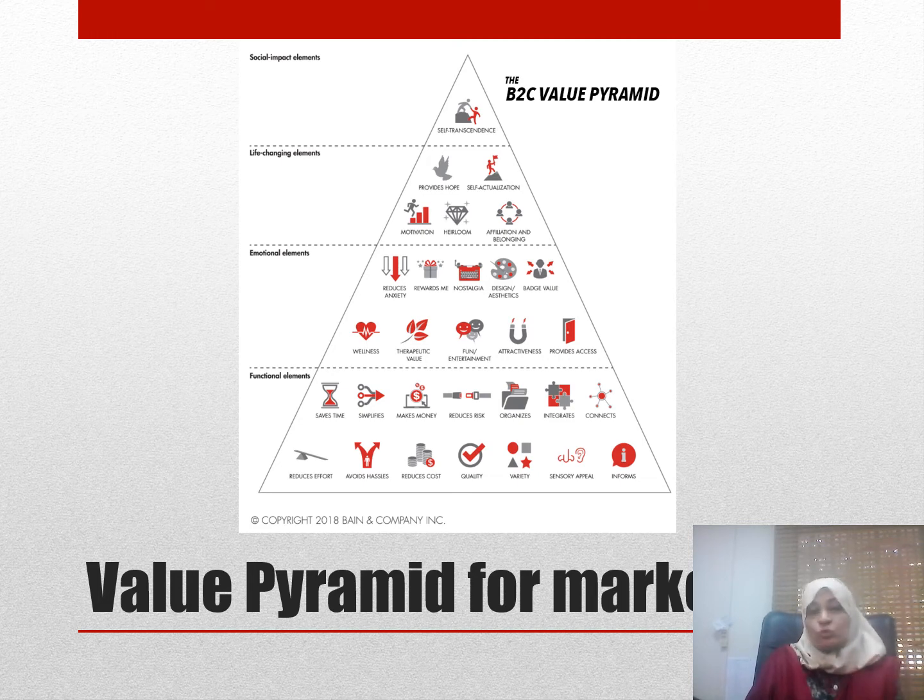which could be related to motivation, which could be related to self-actualization, which could be connected to improving quality, which could be saving time, which could be related to even making money. So from all these different value elements which are written into this pyramid, you need to just pick and choose one. I would say one is sufficient.